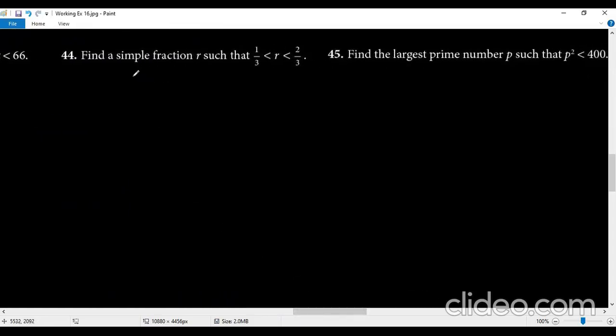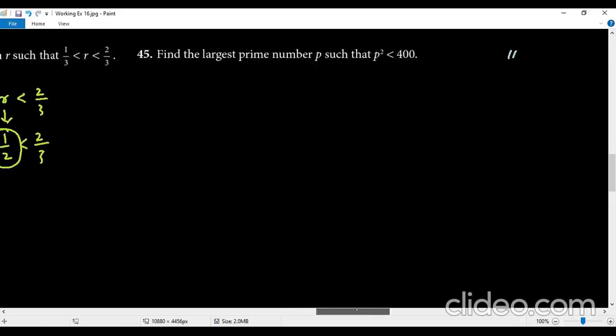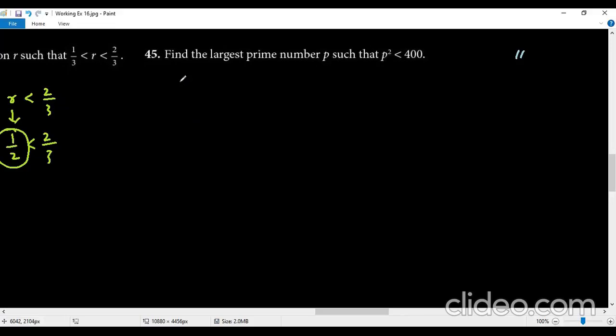Moving on to question number 44, we need a simple fraction. For a simple fraction, definitely half is going to be added. If I place half here, for example, 1 over 3 is less than half, of course this statement is going to be true. And if I put r is less than 2 over 3, that means in place of r, if I put half here, this statement is going to be true. So half is the right answer. Any other number is not going to make this inequality true.